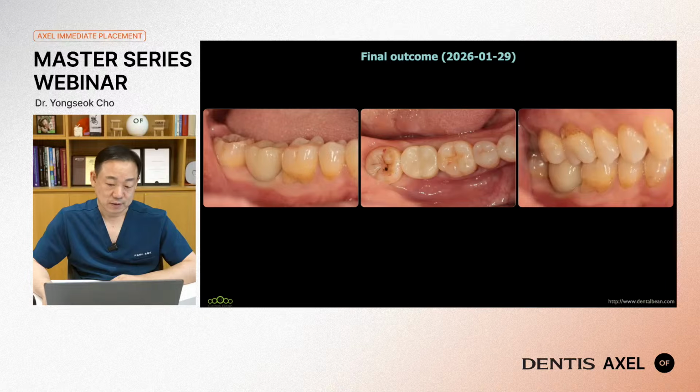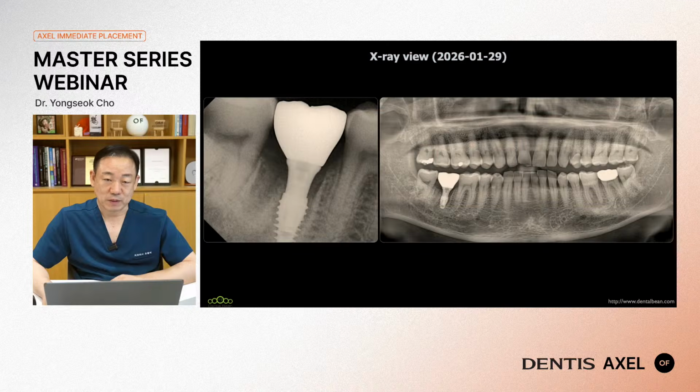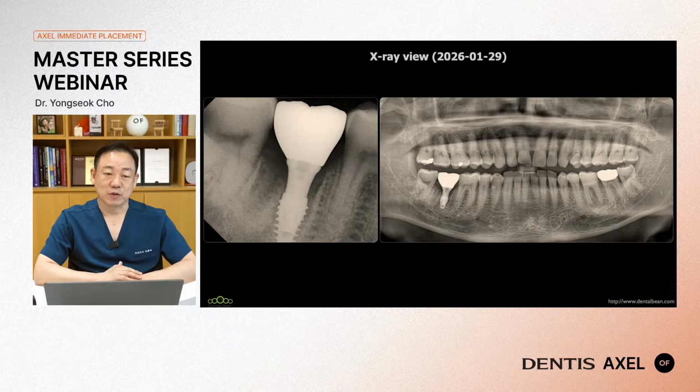This is the final outcome of this case. The soft tissue margin looks not bad, and this is the radiographic image. The crestal bone is not yet matured around the implant coronal portion, but time will remodel the crestal bone, and I expect a very nice prognosis of this case.